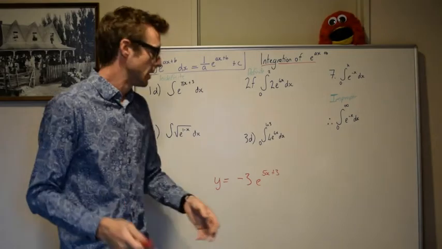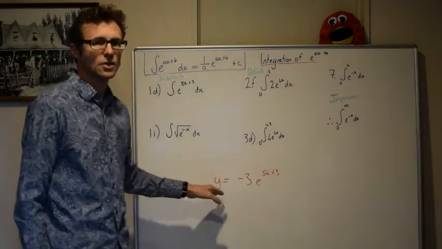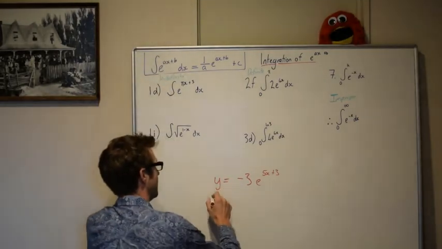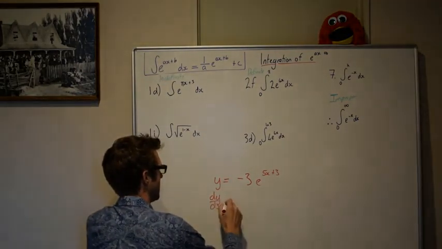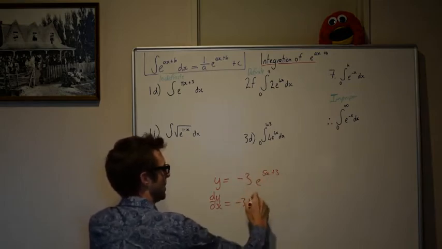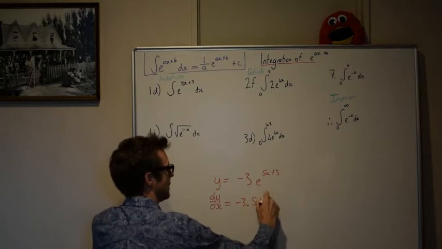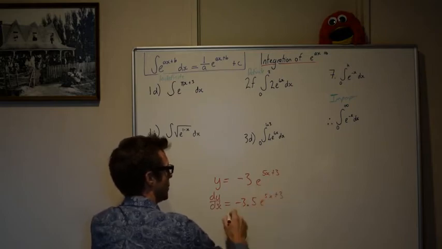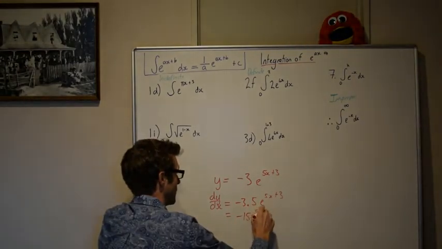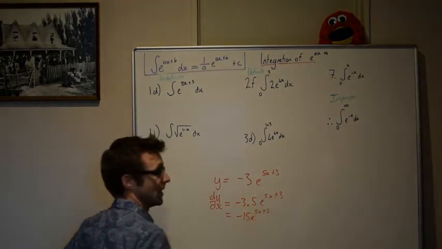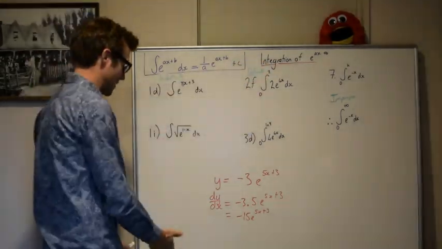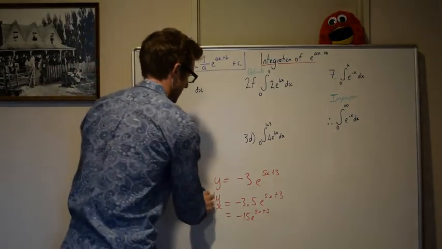So just a refresher, what happens if we wanted to differentiate this function here? We would say dy/dx equals minus 3 multiplied by 5e to the 5x plus 3, or minus 15e to the 5x plus 3. So that would be our final answer. So integration of functions like that is the opposite of differentiation.